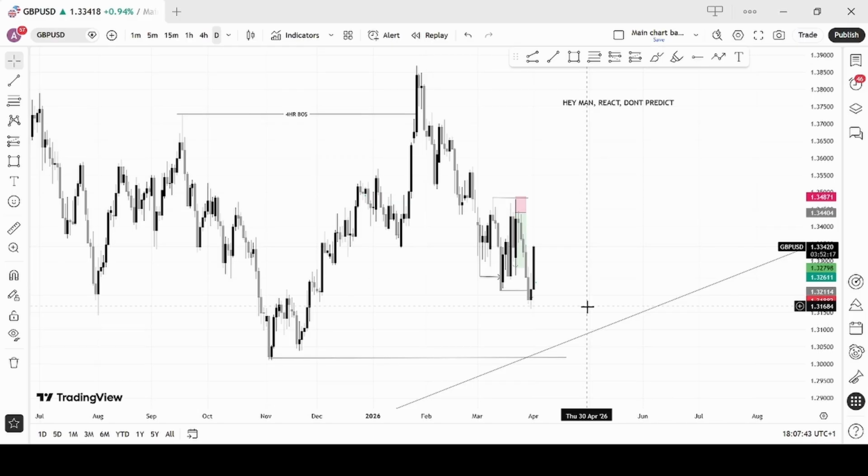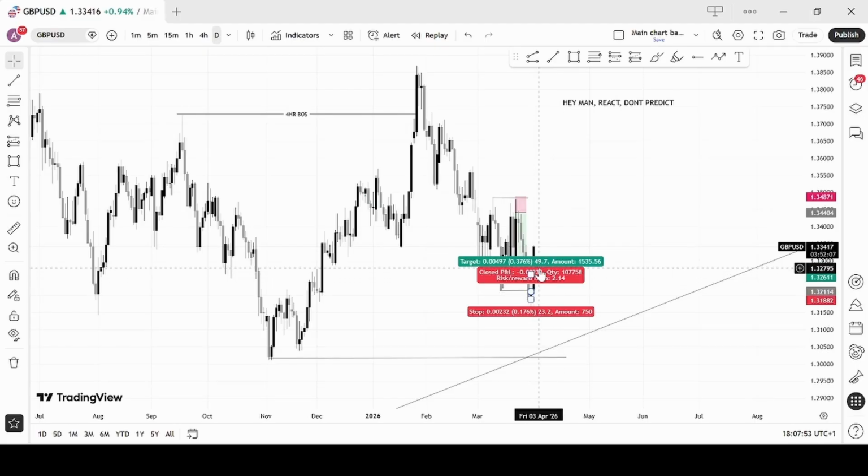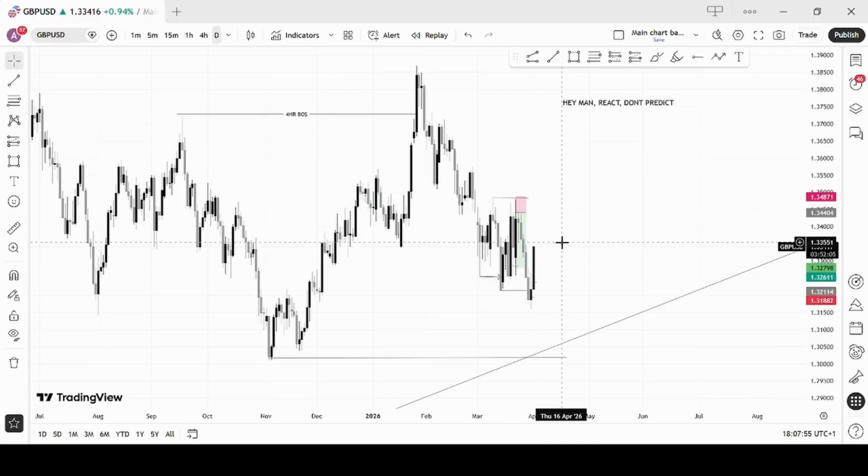So I'm going to show you guys how I was able to catch this beautiful trade on GBP USD. As you can see on the chart, GBP USD has been having very good price action. So GBP USD just breaks structure to the upside.